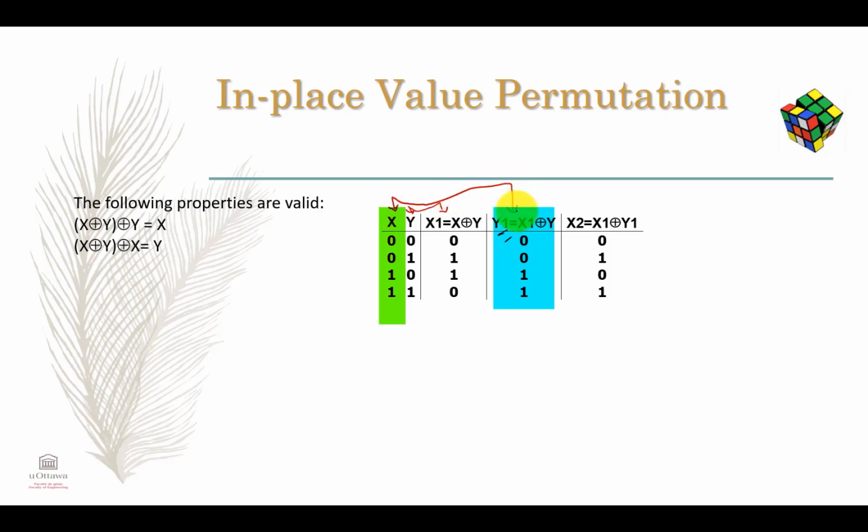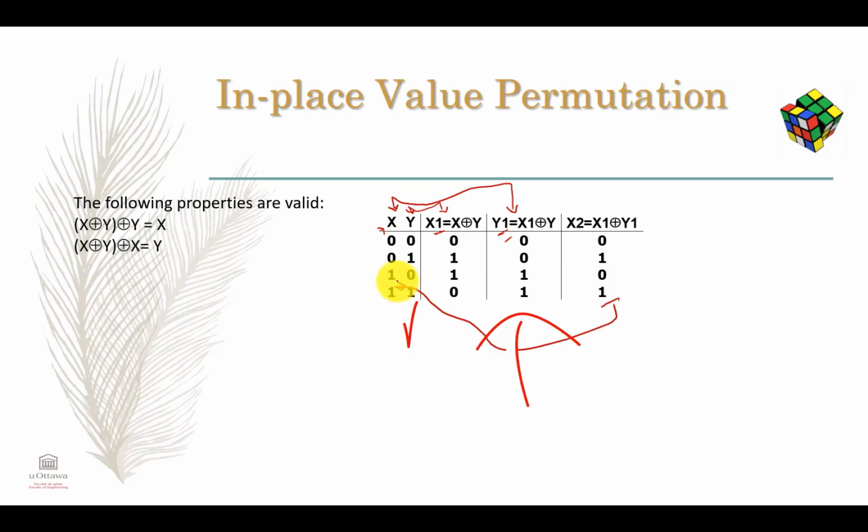Okay. And if I XOR this x1 with x, what am I supposed to get? I'm supposed to get 0, 1, 0, 1. So 0, 1, 0, 1 at all possibilities is equal here to y, and therefore I'm getting y.